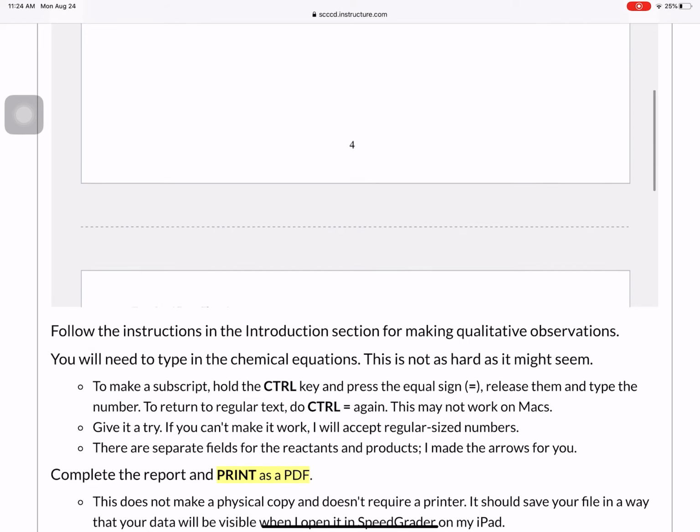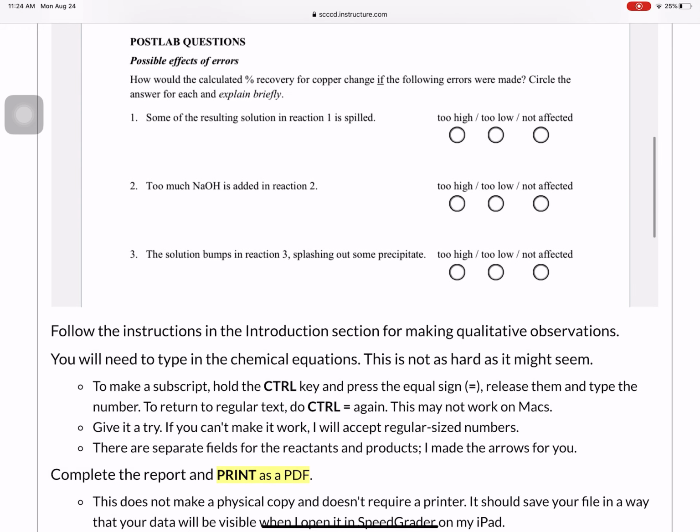Okay? Then, post-lab questions. And here we're going to look at possible effects of error. So this post-lab is often misunderstood. So I'm going to try to explain it here for you. So how would the calculated percent recovery for copper change if these errors were made? We're not saying that the errors were made. We're saying if. What would happen? So you need to, it's not circle, you're going to click. You're going to choose one of the 3 choices. My percent recovery would be too high, too low, or not affected.